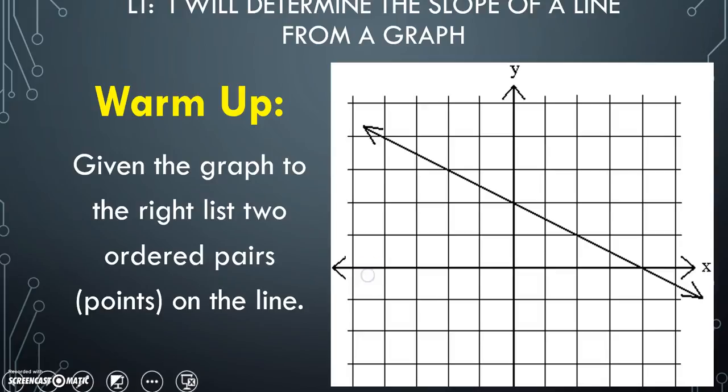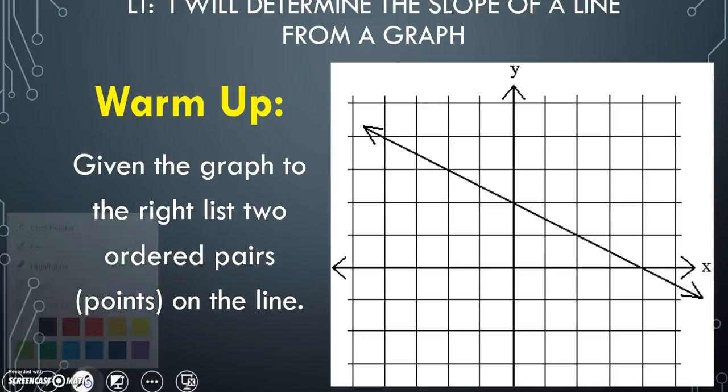Alright, your learning target is I will determine the slope of a line from a graph. So today we're going to be talking about slope and looking at a coordinate plane, at a linear graph, and finding the slope of the graph. So what I want you to do for your warm-up on your green paper, given the graph to the right, list two ordered pairs or points that are on the line.